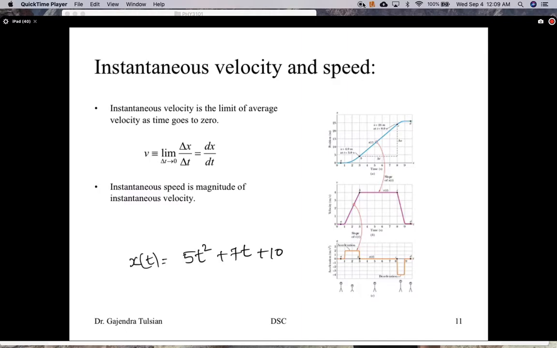All right, so velocity would be the time derivative of the position. So for this motion, the velocity as a function of time would be given by 10t plus 7. Okay, all right, so let's pause here.